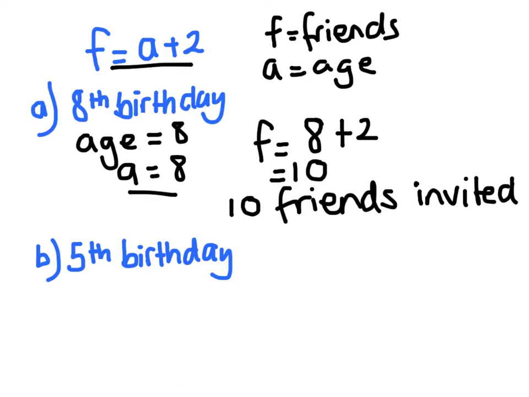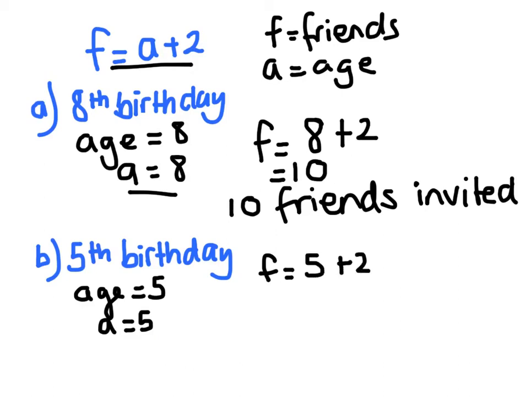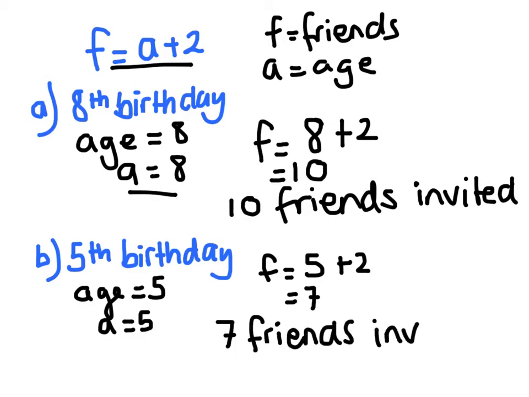All right. Next one is how many friends should have been invited to my 5th birthday party. Again, now I'm going to say age equals 5. So a equals 5. Put it into the formula. So f equals, instead of a, I'm going to put down my 5 plus 2, which is 7. Again, I'm going to finish it off with a little sentence. 7 friends invited.